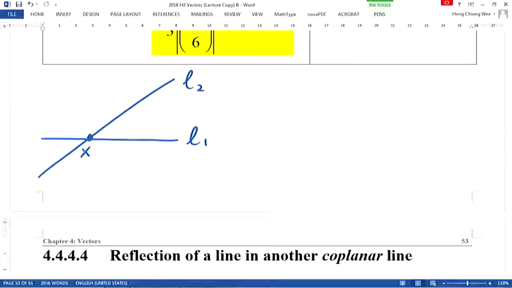So once I have this, how do I find the reflection? My interest is to find the reflection. Let me call it L2 prime here. So this is the line I'm interested in, L2 prime. Remember, in order to get the equation of the line, I need 2 things: a given point and a direction vector. So the moment the 2 lines are intersecting, this point X will also be lying on L2 prime. So that's why your step 1 is to find the common point between L1 and L2. Once you get this point, your first step is done.